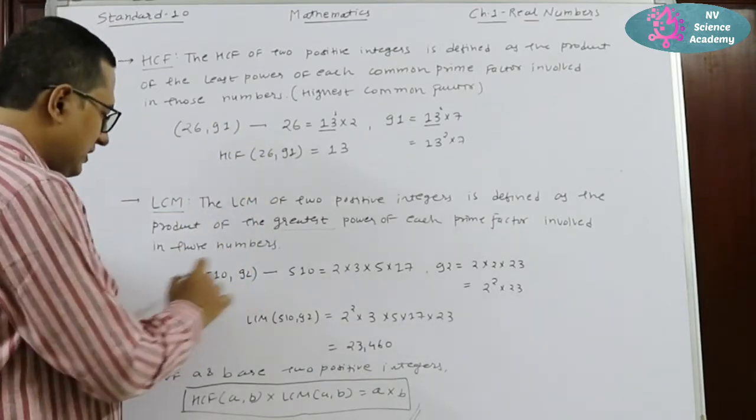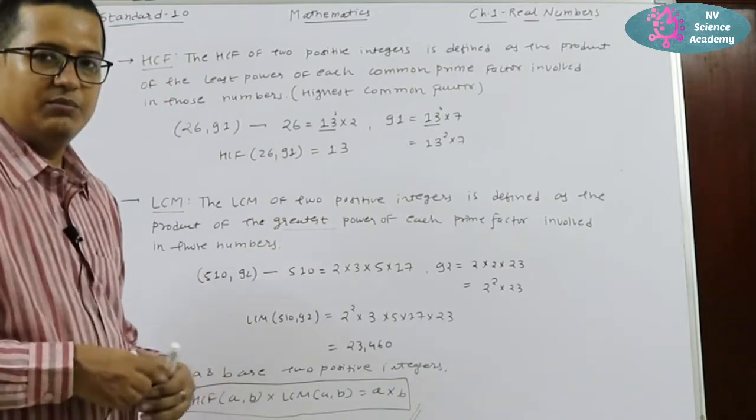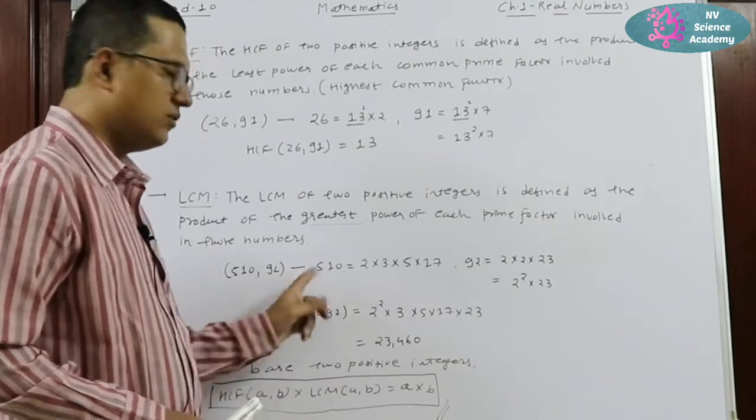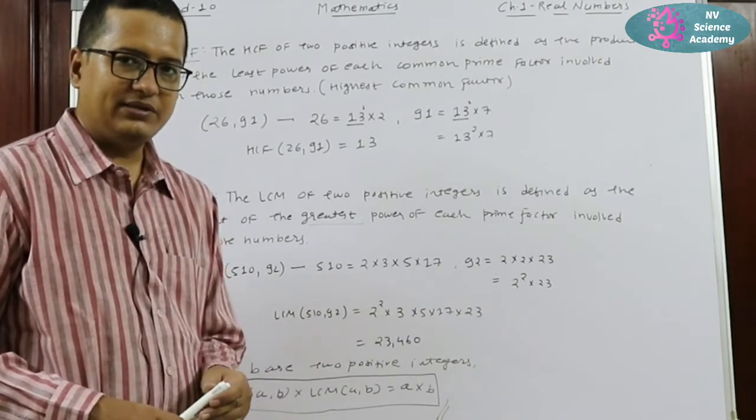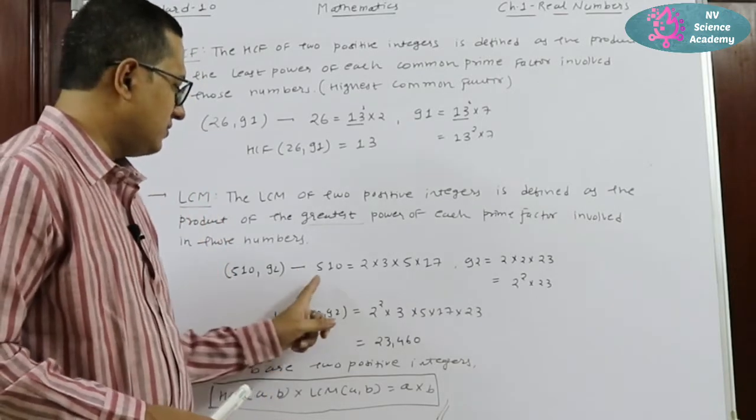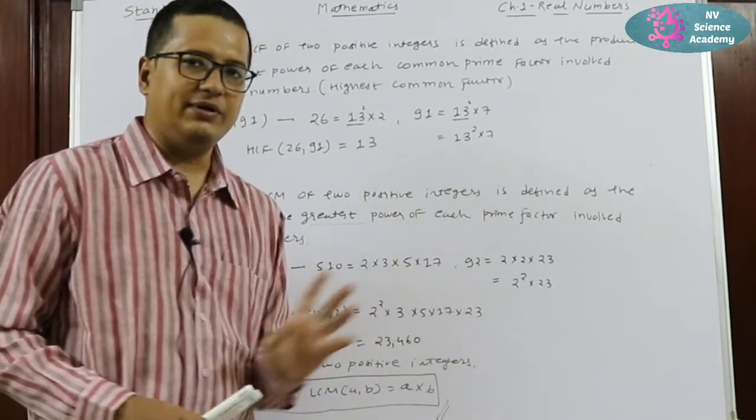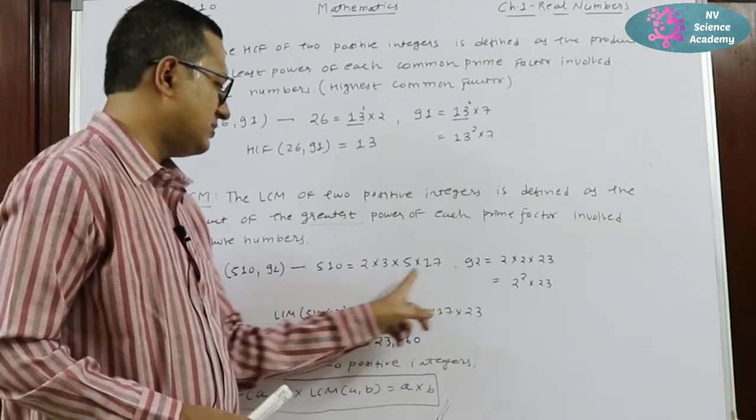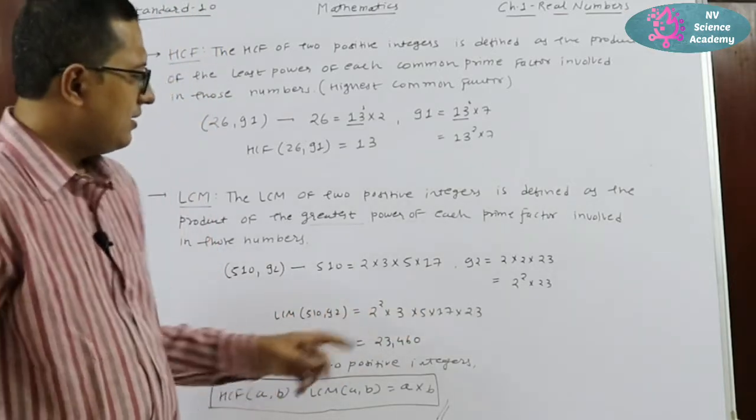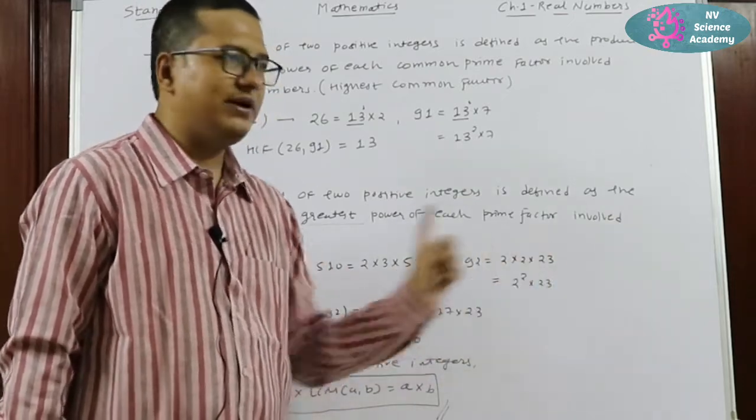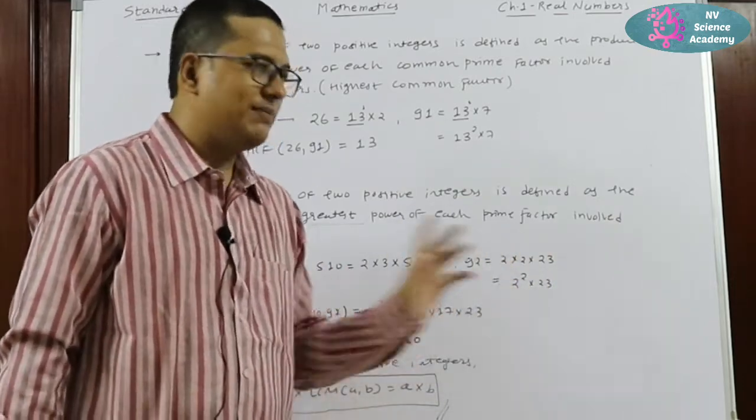Okay, so here I have one example of two numbers. One is 510 and the second is 92. I am going to write down the prime factorization for 510. So 510 is equal to 2 multiplied by 3 multiplied by 5 multiplied by 17. And the prime factorization of 92 is 2 multiplied by 2 multiplied by 23, so it is 2 square multiplied by 23.